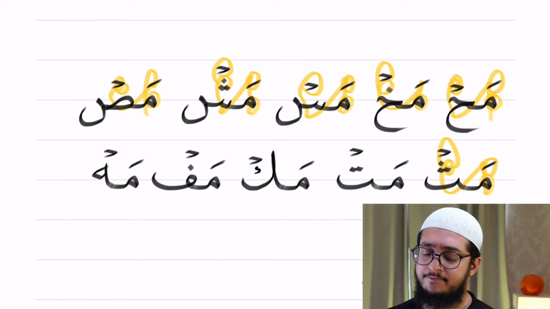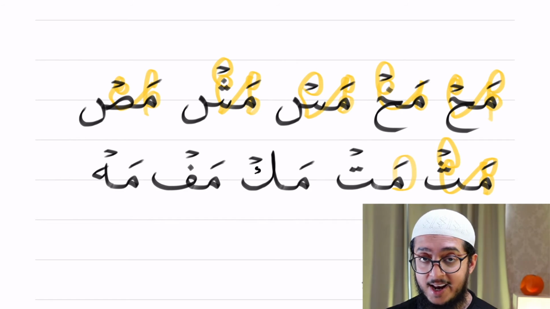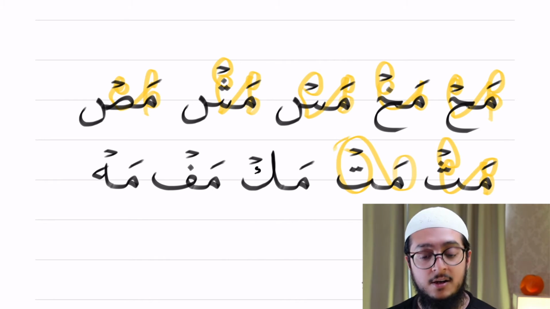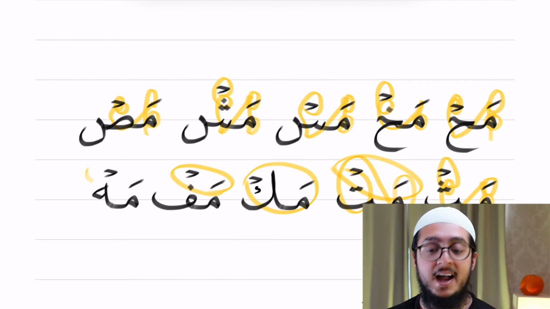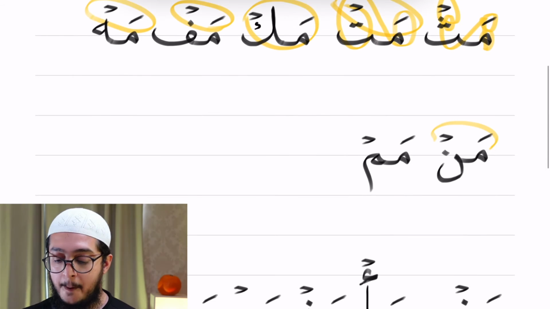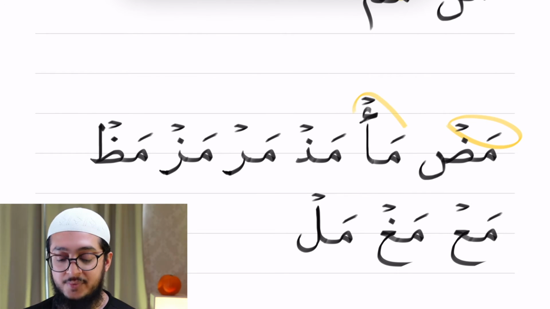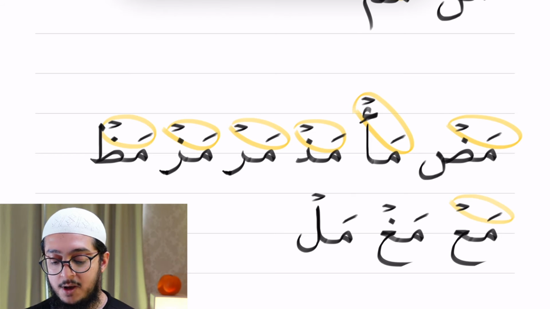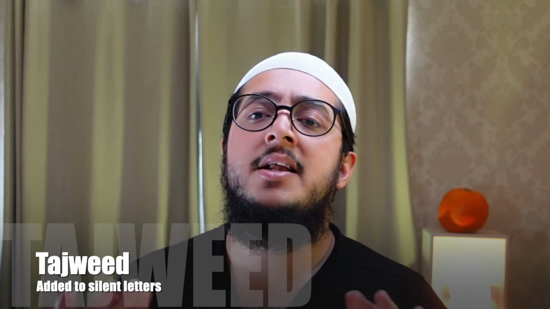Now I'm going to continue, but I don't want to keep spelling. I'm just going to read. So I'm going to look at the letter. I'm going to analyze it in my brain. I'm going to spell it in my brain, but then I'm going to pronounce it. I'm going to read it. Mat, mak, maf, mah, man, mam, mab, ma, mad, mar, maz.